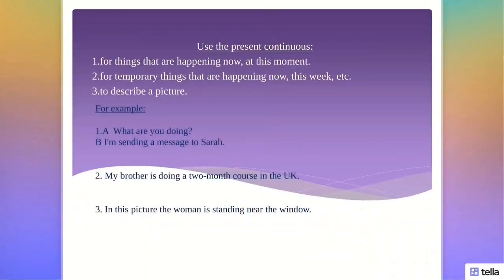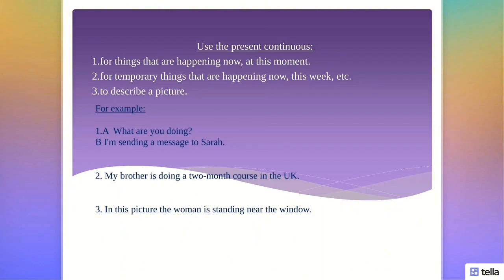We use the present continuous for three reasons. The first reason is we use it when we're describing the things that are happening now at this moment. For example, what are you doing? I'm sending a message to Sarah.